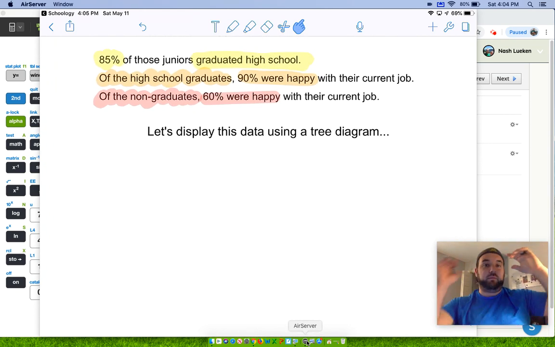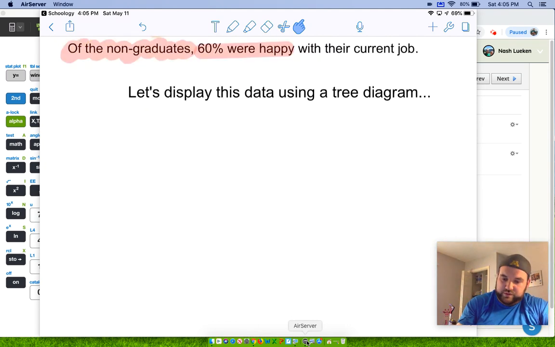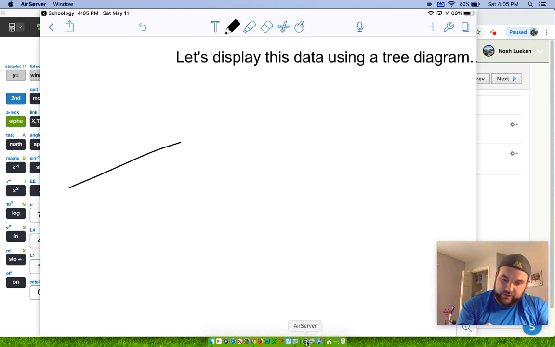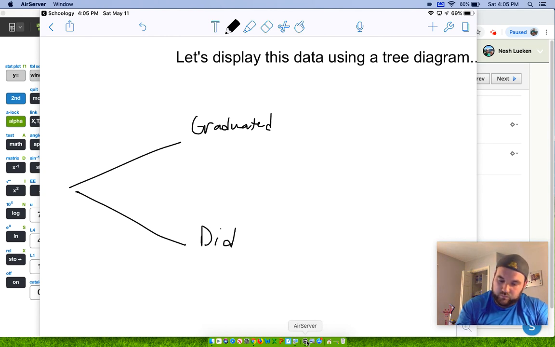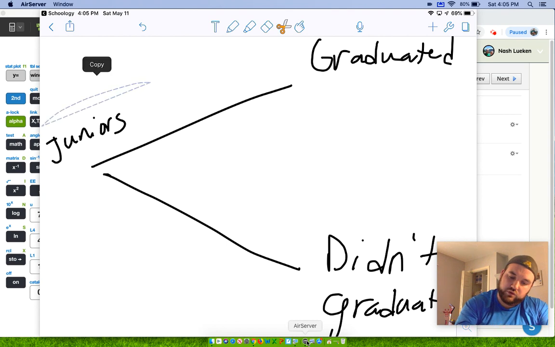Okay. So that first statement that we're given, that 85% of the juniors graduated high school, how we're going to do this is we're going to literally just draw a sideways expanding tree. So this first branch is they graduated, or the other option is, of course, that they did not graduate. And then at the beginning of the tree, I'm going to label this juniors because those are the people who are asked.